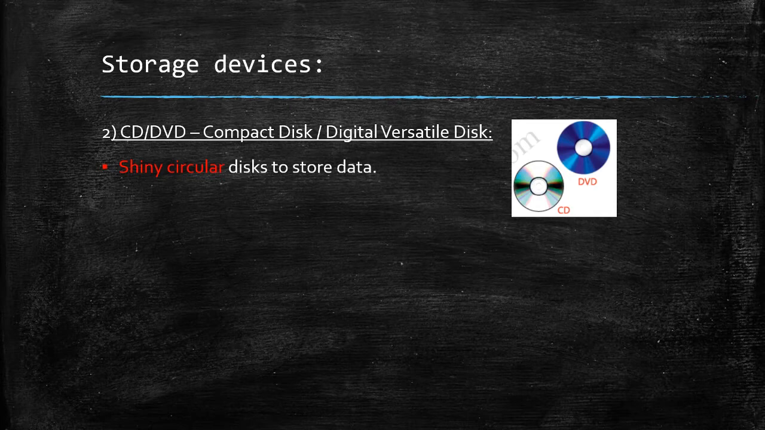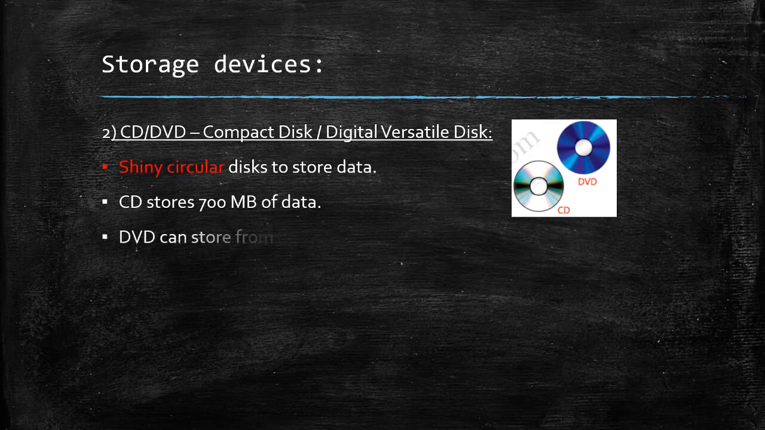A CD can store up to 700 MB of data, 700 megabytes, while DVDs range from 4.7 GB to 9.4 GB. Huge data can be stored in DVDs compared to CDs.